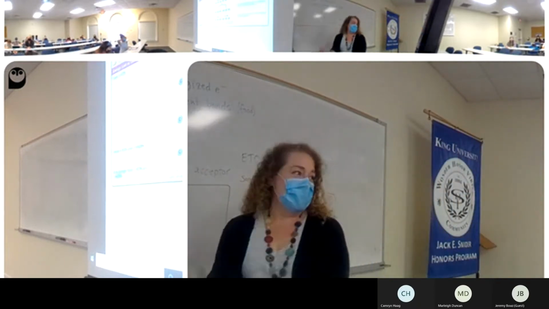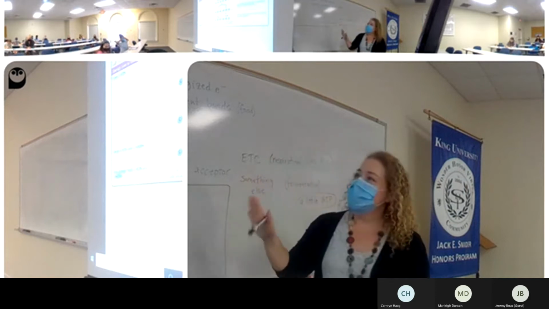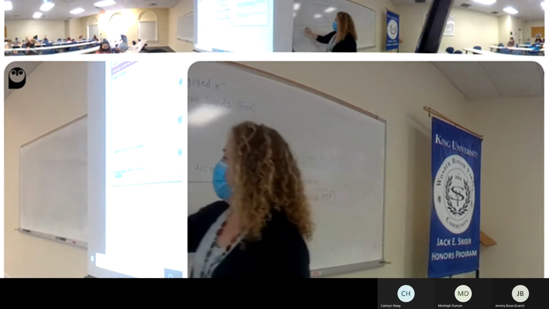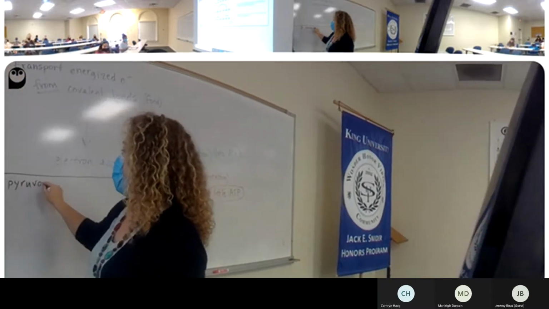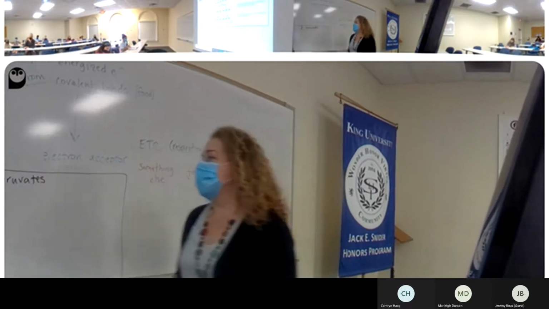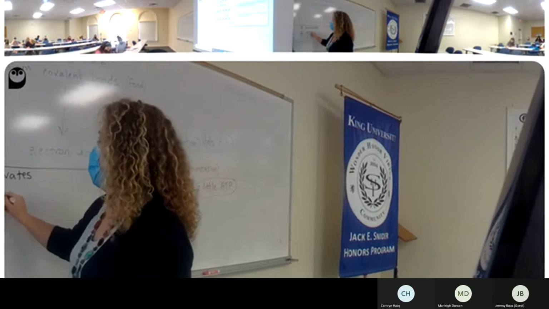So I know everybody has had some training in this already. So here's the takeaways from what happens in glycolysis. You make 2 pyruvates. These are kind of the outcomes. 2 pyruvates. You make 2 ATPs.